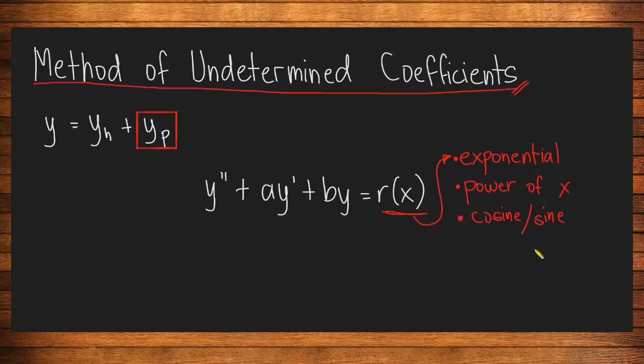So, yung gagawin natin is we will choose a form for y sub p similar to r of x, but with unknown coefficients to be determined. Kaya nga yung tawag sa method na to is undetermined coefficients. Okay? So, again, we will choose a form for y sub p similar to our r of x, but with unknown coefficients to be determined by substituting that y sub p and its derivatives into our non-homogeneous ODE.